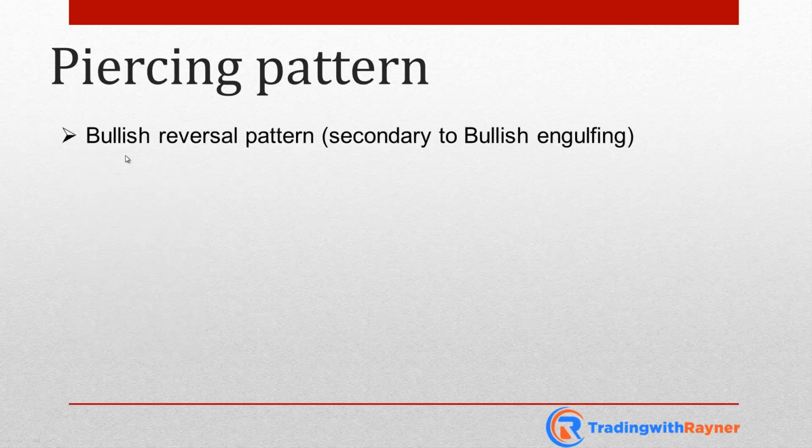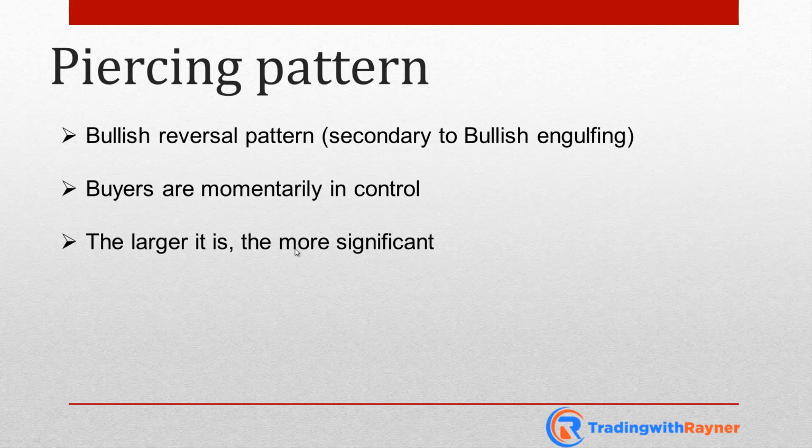Okay, so as I've said, it's a bullish reversal pattern, but it's secondary to the bullish engulfing pattern. Buyers are momentarily in control. The larger it is, the more significant the pattern is. But if it gets too large, it would become a bullish engulfing already. So again, this is what I'm trying to say: the larger a pattern is, the more significant it will be, whereas for the piercing pattern, the larger it is, chances are it will become a bullish engulfing pattern.